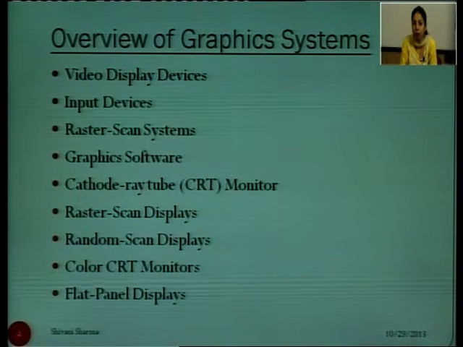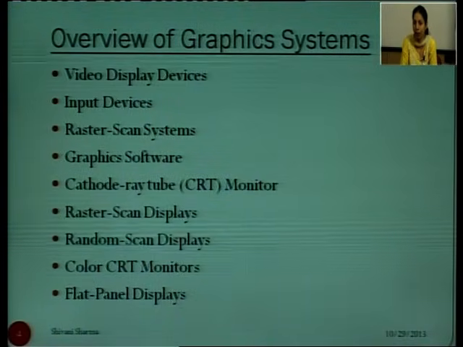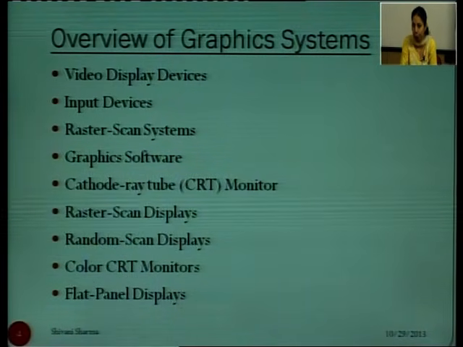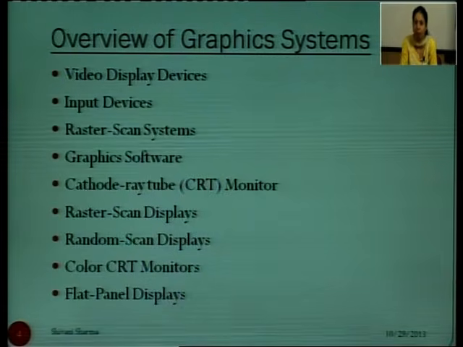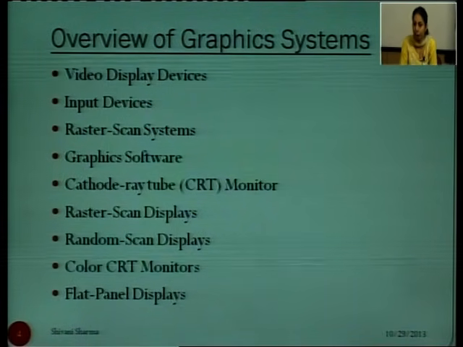So, in the overview of graphics systems, we have video display devices, then input devices, various scanning systems like the raster scanning system, graphics software, associated graphics software which is embedded in a chip, and CRT monitors, then random scan displays, color CRT monitors, and flat panel displays.